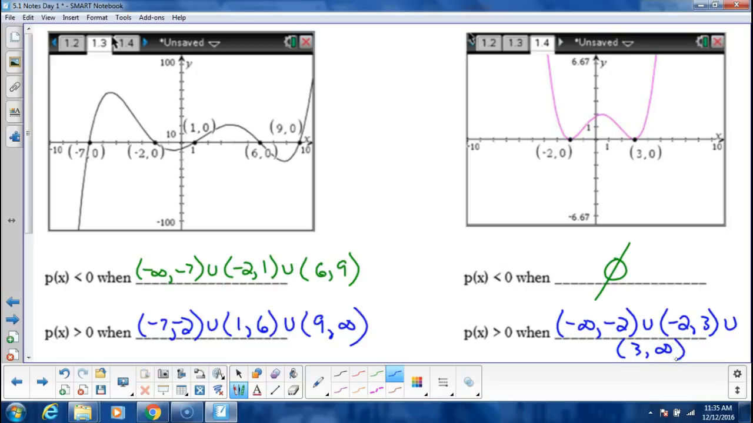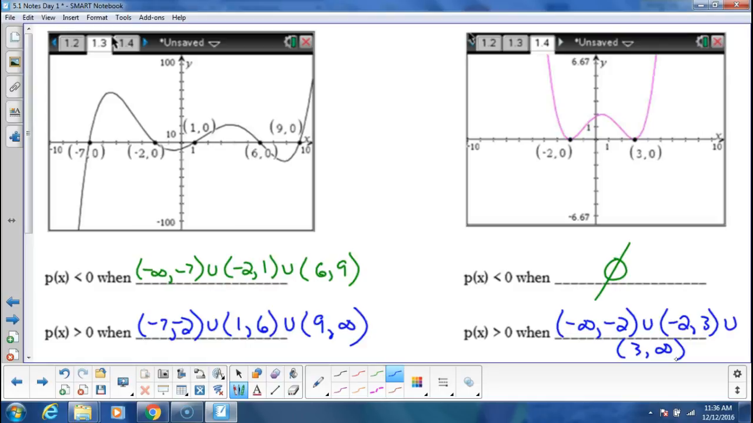Now, if this were greater than or equal to, then we could be equal to 0, right? So then our interval would be from negative infinity all the way to positive infinity. And we'd write that out as all real numbers. In interval form, all real numbers is negative infinity to positive infinity.